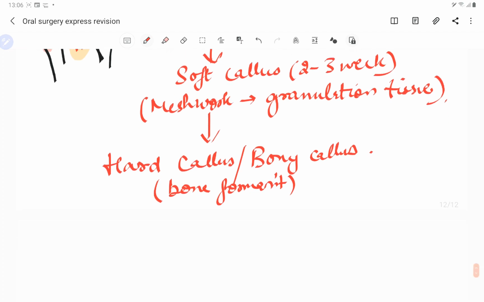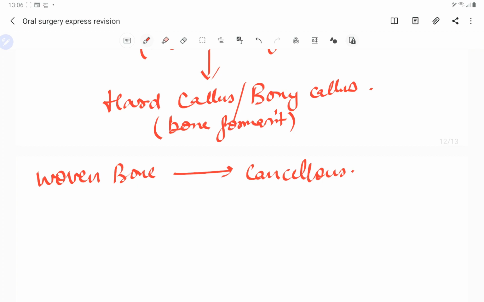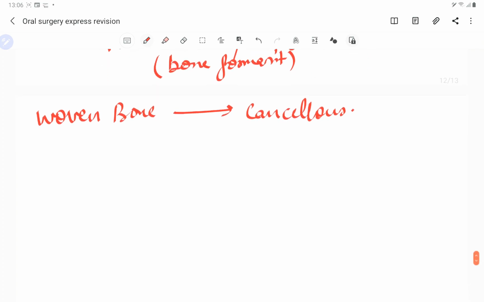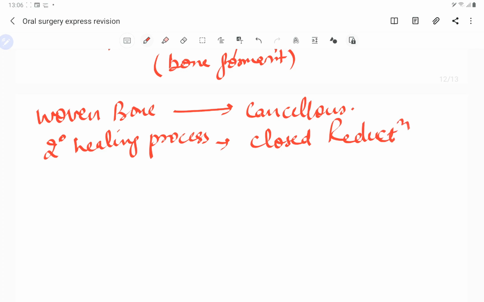After this, there is bone remodeling, and the woven bone gets converted to the cancellous bone. So guys, there is inflammation, repair and remodeling. Basically, that summarizes the secondary healing process. This process is what we see in the closed reduction, and we see almost 3 stages: inflammation, repair and remodeling.